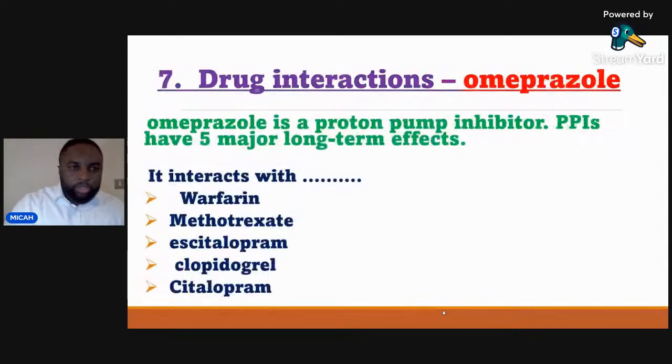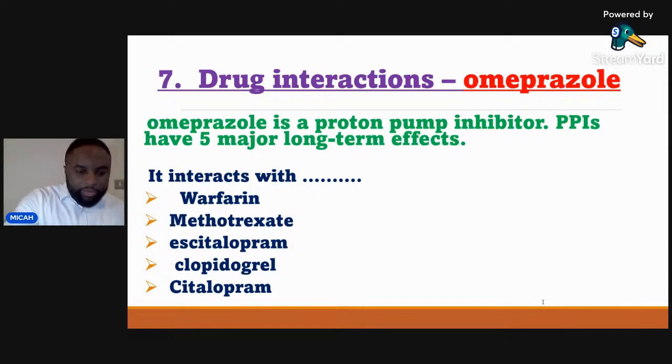Moving on to number 7, I have omeprazole. Omeprazole is a very common proton pump inhibitor. Omeprazole is the only proton pump inhibitor that can be taken in pregnancy.